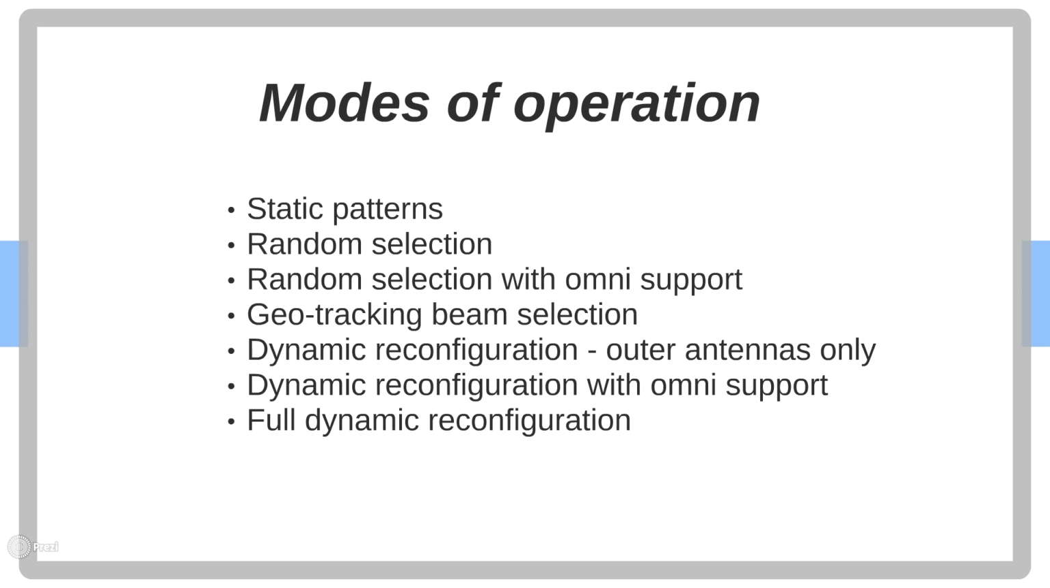In ROADART, 7 modes of operation were implemented: static, without pattern reconfiguration, random pattern selection, random selection with omni support, a geo-tracking geo-networking beam selection, a dynamic reconfiguration scheme for the outer antennas only, a dynamic scheme with omni support, and a full dynamic reconfiguration scheme for all antennas.